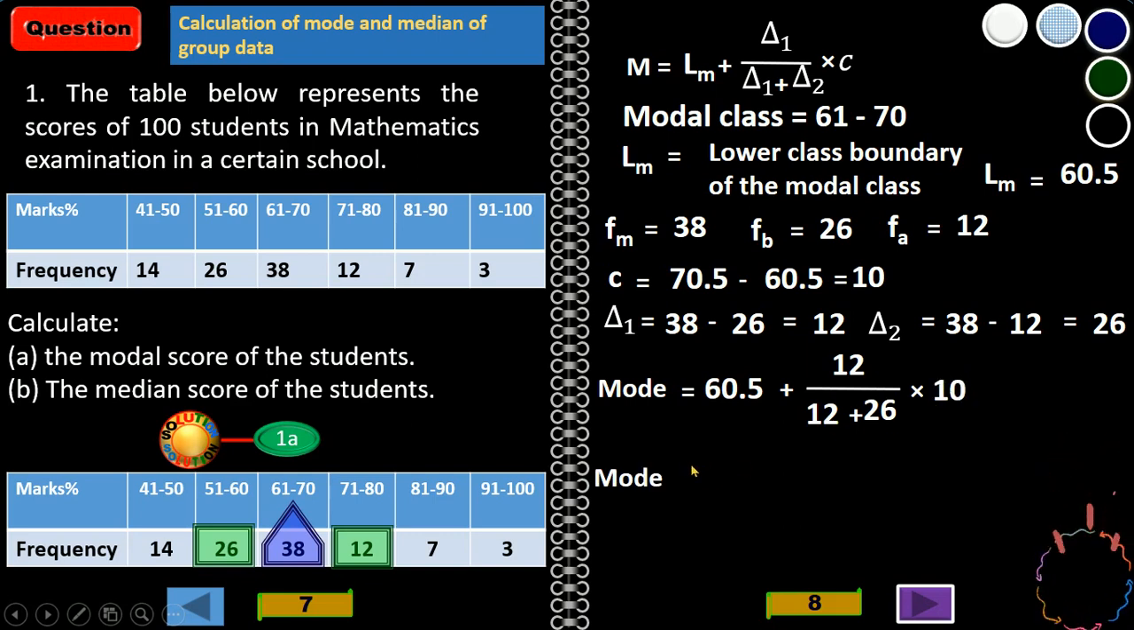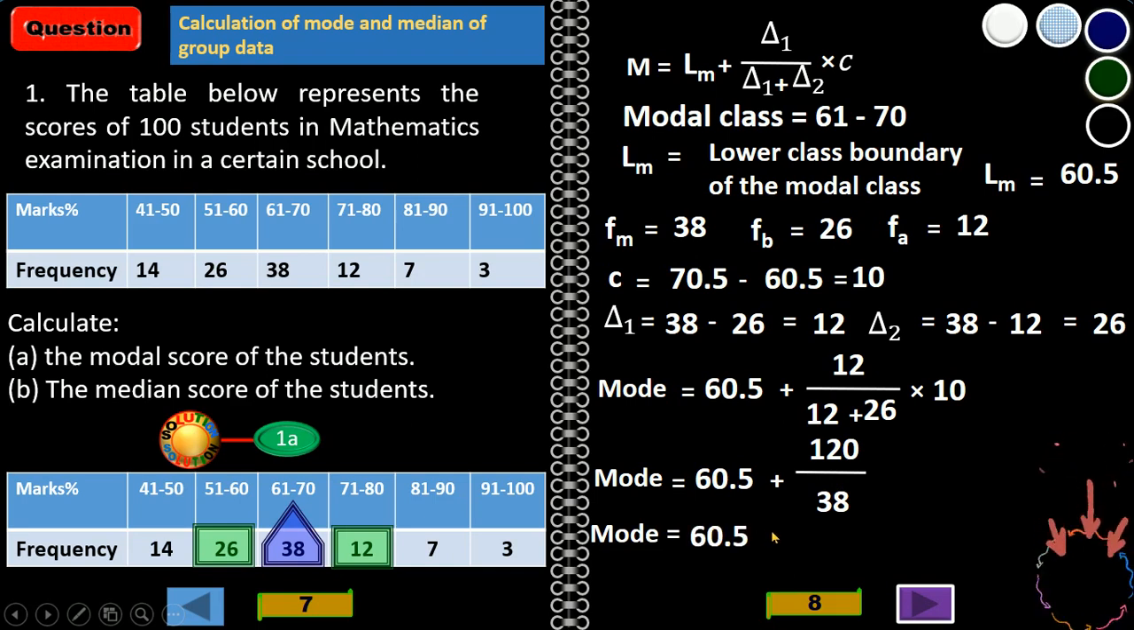Then using the calculator we can evaluate this. We have this and this plus this, multiplied by 10. Then we are going to have 10 times 12 is 120. Then 12 plus 26 is 38. Then we are going to simplify that. That will give me 60.5, and using the calculator to divide this, we are going to have 3.158. Therefore, the mode will give us 63.658%. So now that we have calculated the mode, we are going to go straight to the next slide to calculate the median.